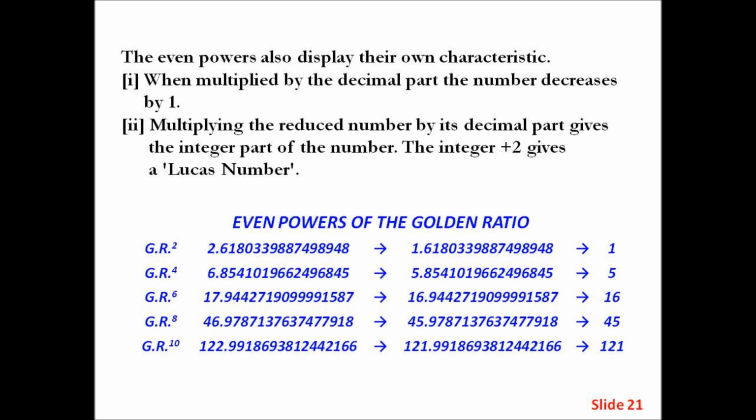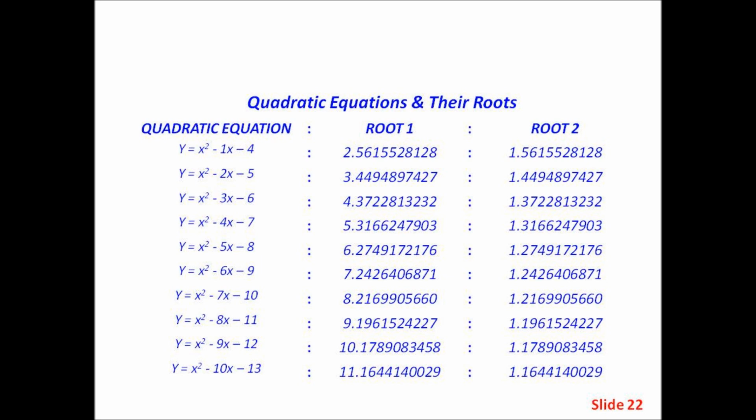The even powers also display their own characteristic. 1. When multiplied by the decimal part, the number decreases by 1. 2. Multiplying the reduced number by its decimal part gives the integer part of the number. The integer plus 2 gives a Lucas number. It is quite interesting to change the B and C coefficients of the quadratic equations and determine their roots. You will find the golden ratio trend continues.